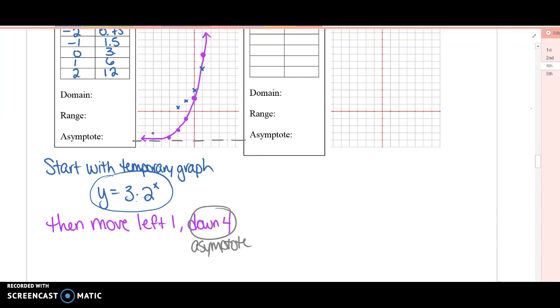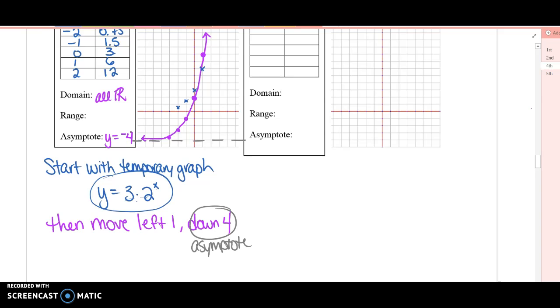Now we need to think about the domain, the range, and the asymptote. The domain's the easy part. Anyone know the domain? All real numbers. Okay, I'm going to skip down to the asymptote. Do you see how we moved this whole graph down 4? So the asymptote is y equals 4. Sorry, -4. You're right, -4.